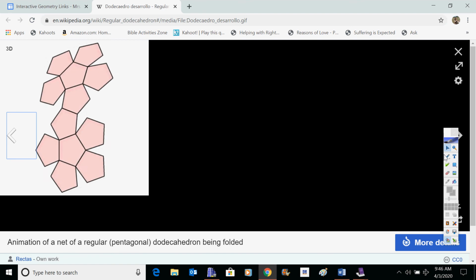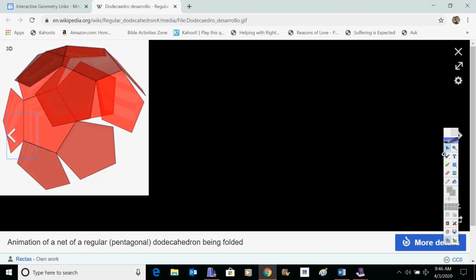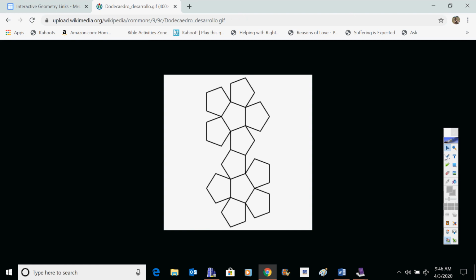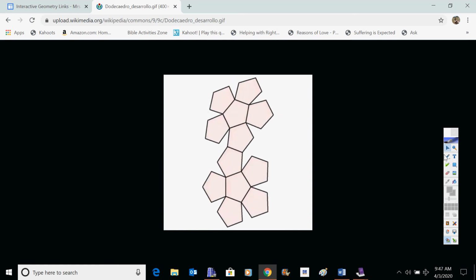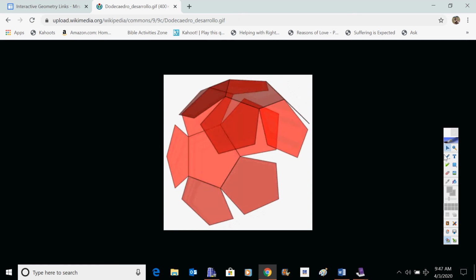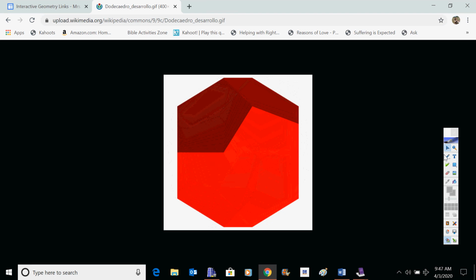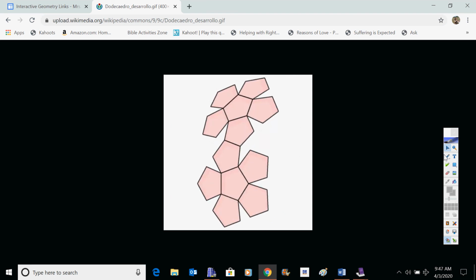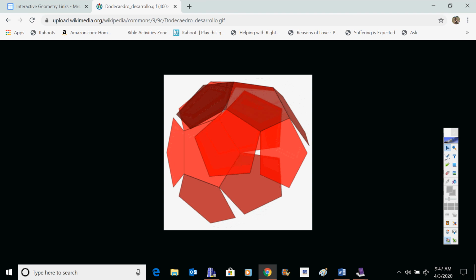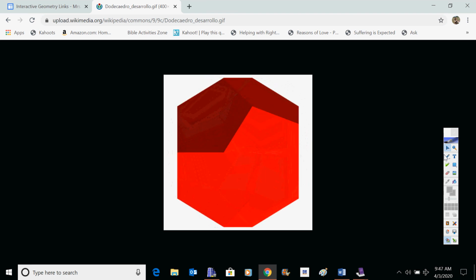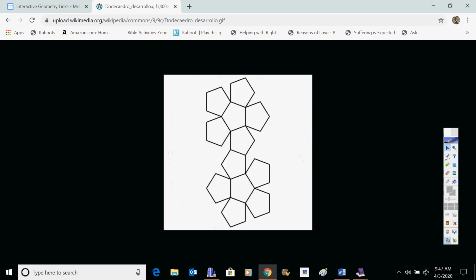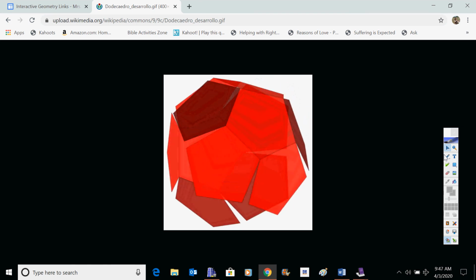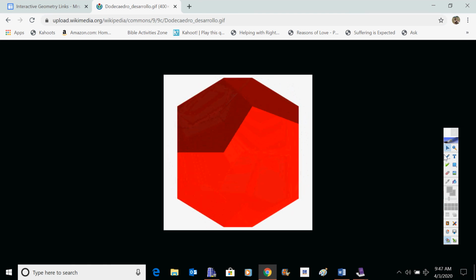This is a net of a dodecahedron. I love this graphic, okay? Because here's what's happening. You have your net, and it shows it actually folding in on itself. And so for this, you can see that you've got all of those sides, 12 sides: 1, 2, 3, 4, 5, 6, and another 6, that makes 12. So there's 12 sides and they're folding all together.